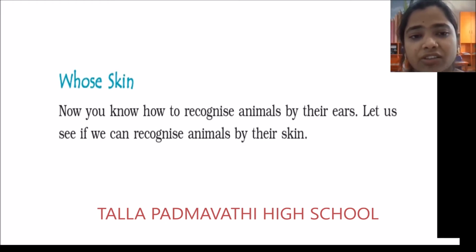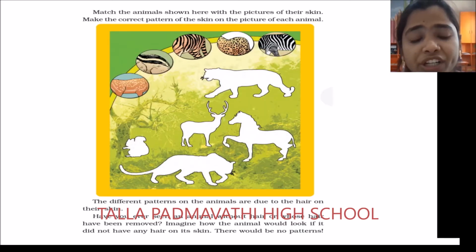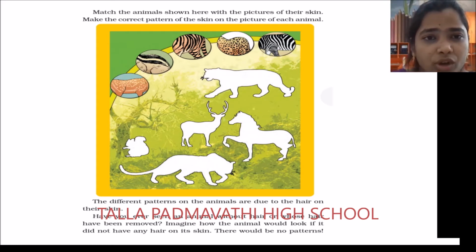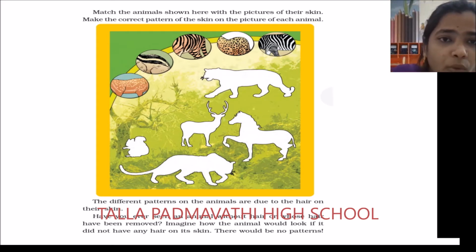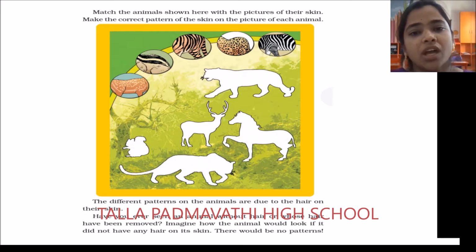Let us see if we can recognize animals by their skin. So let us see now. This is a picture. You need to just match. So here the skins are not there for the animal, and the skins you have to just match up. So how many skins do we have? Just count it. 1, 2, 3, 4 and 5. And how many animals? 1, 2, 3, 4 and 5. Right. So we need to match these skins with these animals.